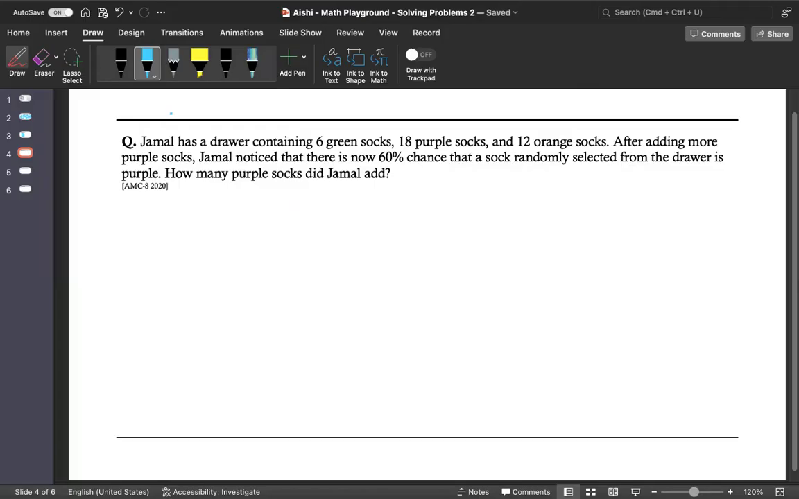Okay. 6 green socks, 18 purple socks, 12 orange socks. Let's say he added s number of purple socks. As you can see, it is obvious that this question is probability, because there's a 60% chance, a special phrase in probability.